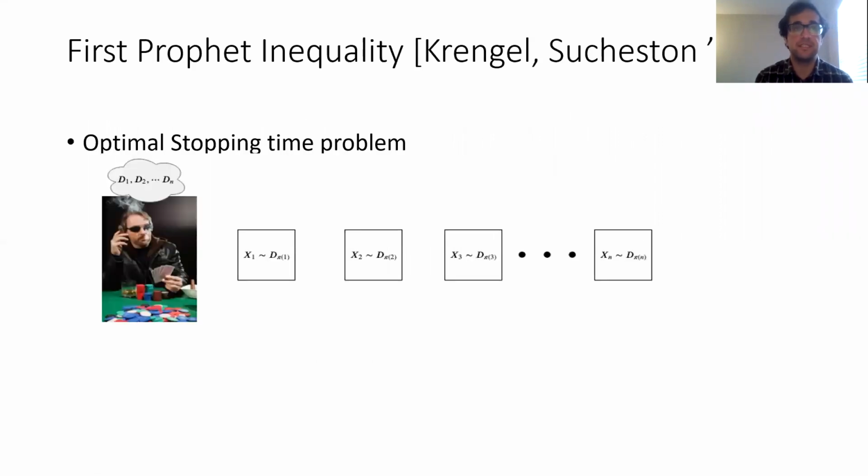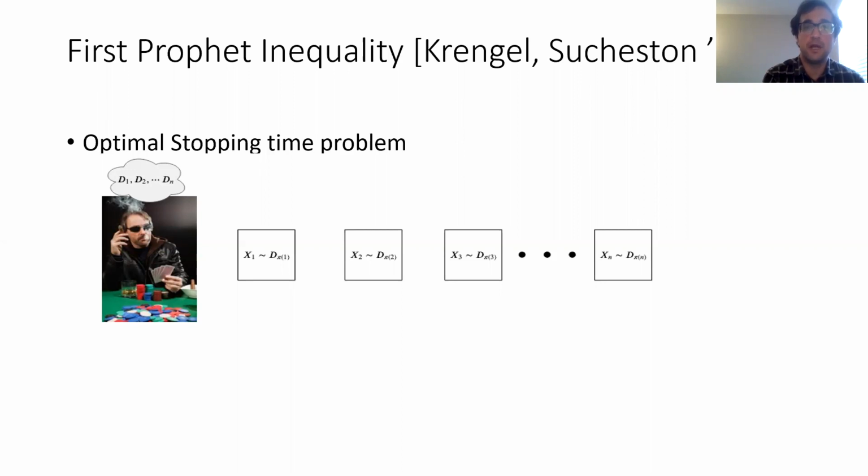I start my presentation by explaining the first prophet inequality, introduced almost 40 years ago. In this problem, there is a gambler and there are n boxes. One distribution is associated with each box, and there is a reward inside each of these boxes. The value of the reward is drawn independently from the corresponding distributions, and the gambler only knows the set of distributions and not exactly which distribution is associated with which box.